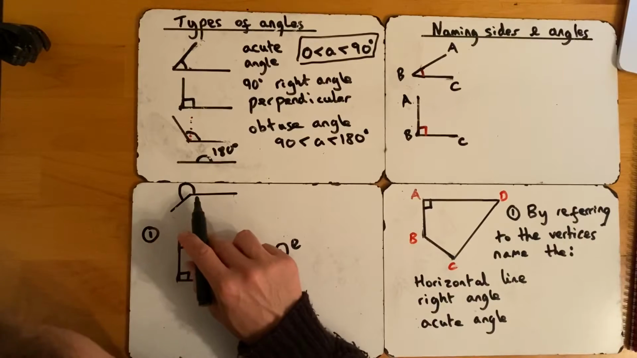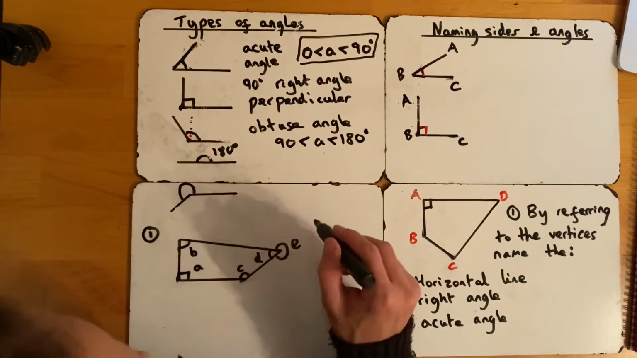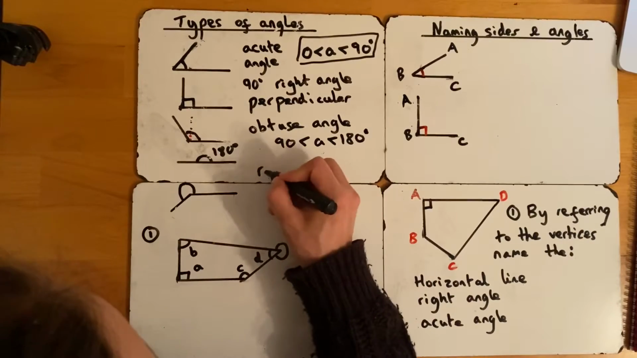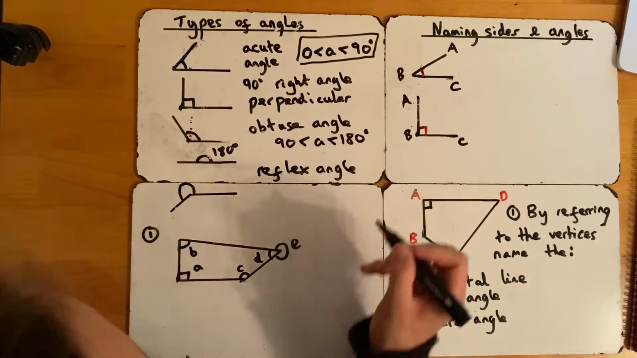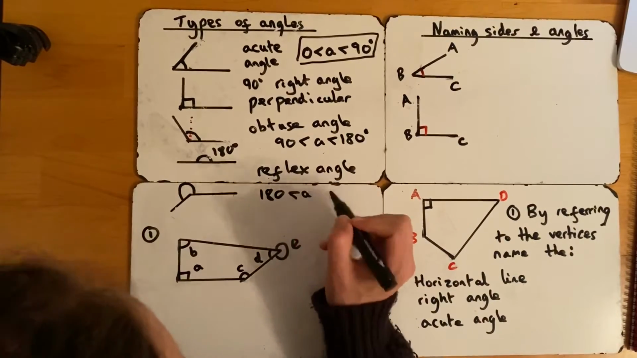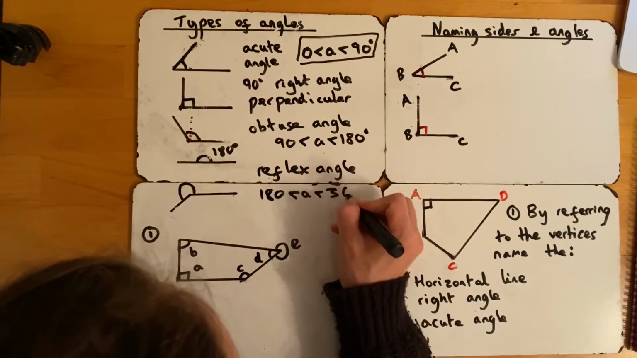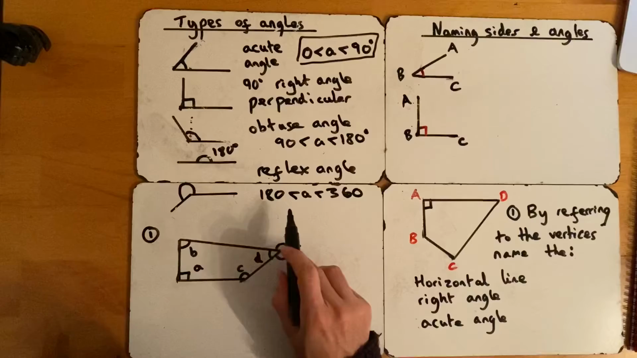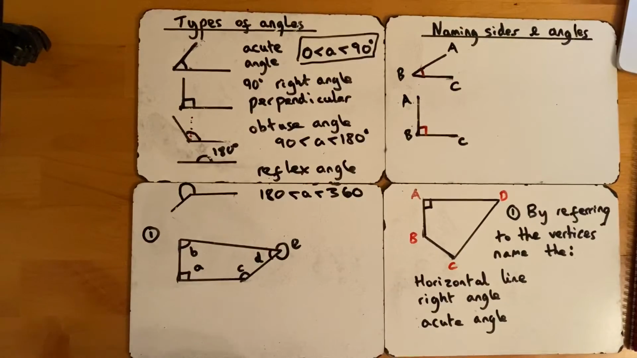Okay, last angle. So this is more than 180, so it's bigger than a straight line, and this is known as a reflex angle. So a reflex angle is more than a straight line, more than 180, but it can't be more than all the way around. So all the way around is 360 degrees. So between 180 and 360. So can you make sure you have this in your notes?